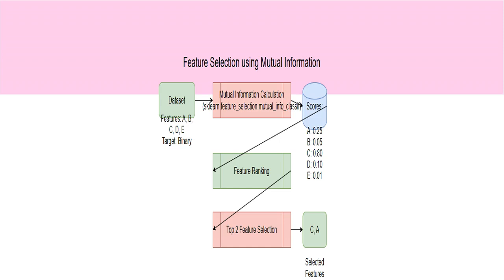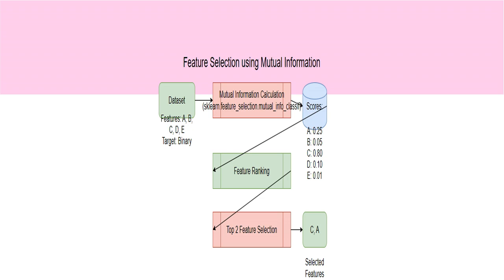I am using a technique called mutual information to pick the best features for a classification problem. Think of it like this: I want to find the features that are most strongly related to my target variable.